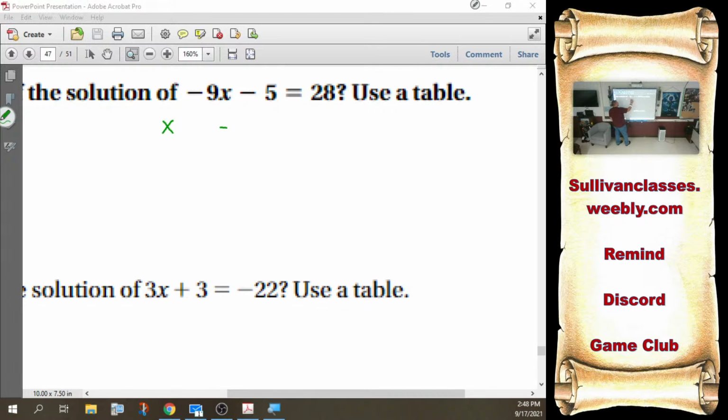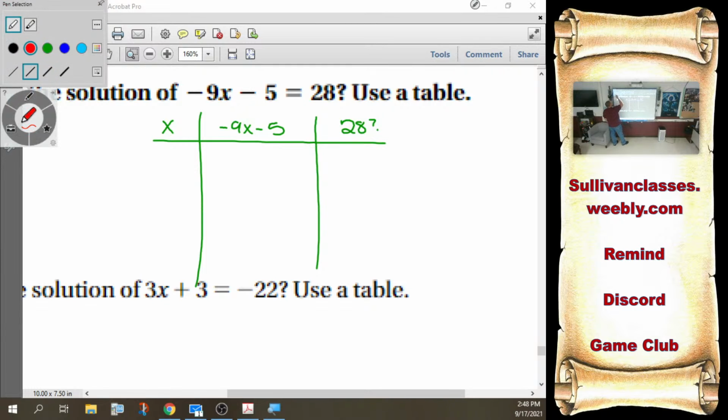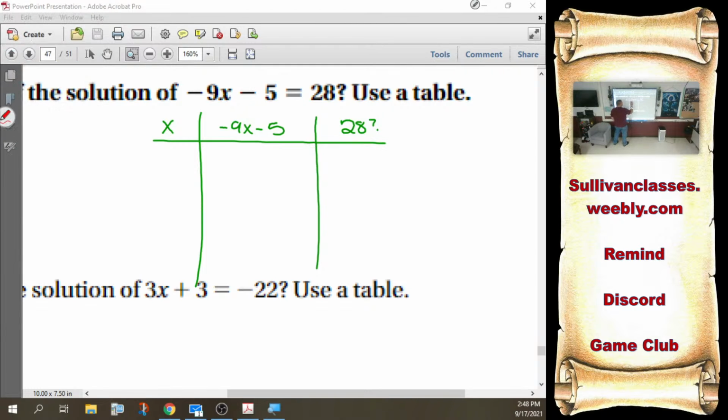Here's the x's. Here's my negative 9x minus 5. I'm hoping it equals 28. Start guessing and checking. Negative 9 by a thing minus 5. I don't know how many I'll need.